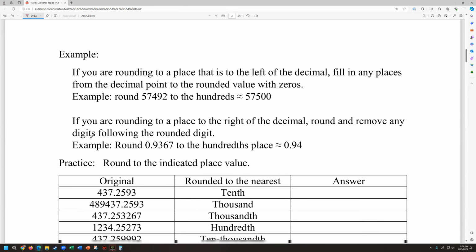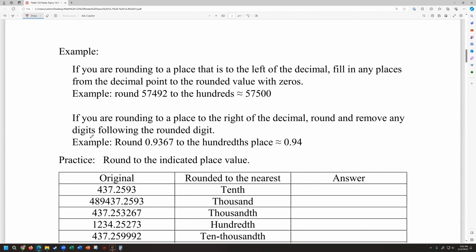All right, so let's look at some examples. If you're rounding to a place that's to the left of the decimal, fill in all the places from that decimal point to the rounded value with zeros. That's what we just talked about. So 57,492 to the nearest hundreds. That would be rounding the 4 based on what's behind it, so that's going to round up to a 5. And then remember, we put in the zeros after it. If you're rounding a place to the right of the decimal, round and remove any of the digits after. So if we're rounding 0.9367 to the hundredths place, that's going to be this digit. When we look behind it, that 6 will bump it up to a 4, but we remove the remaining digits.